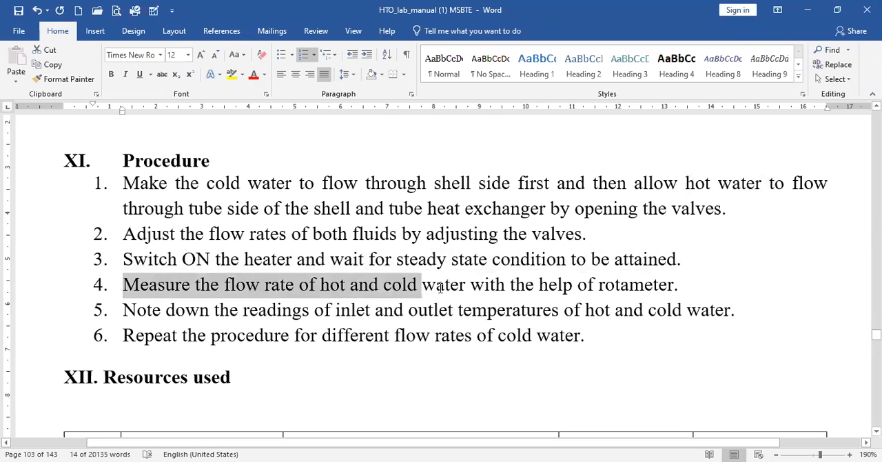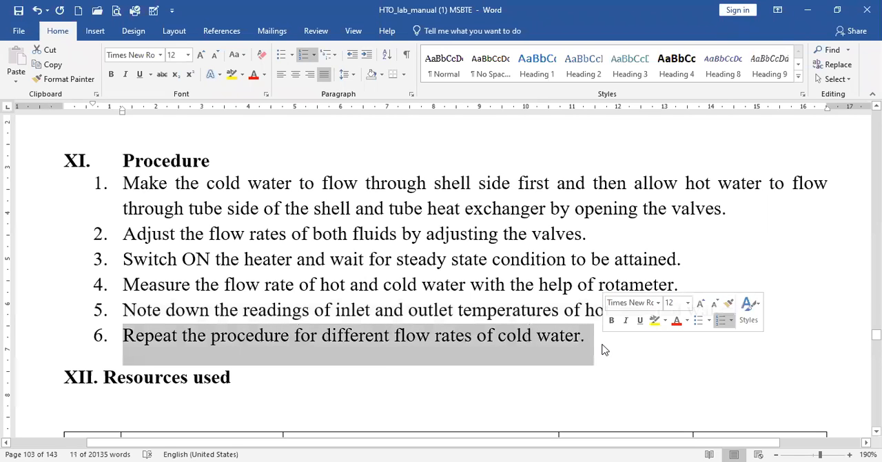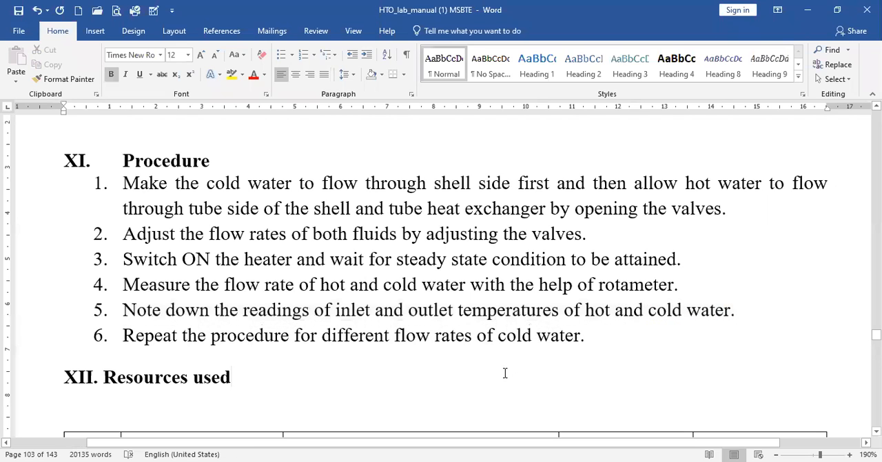Measure the flow rate of hot and cold water with the help of the rotameter. Note down the readings of inlet and outlet temperatures of hot and cold water after attaining the steady state temperature condition only. Repeat the procedure for different flow rates of cold water. So this is the simple process.